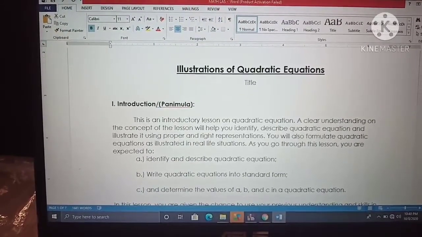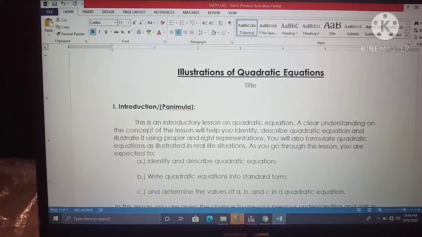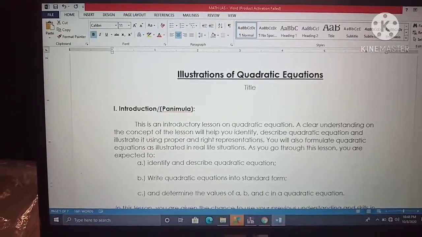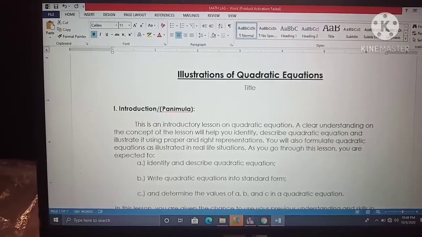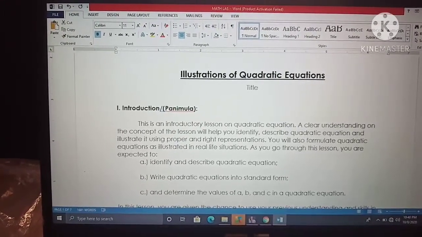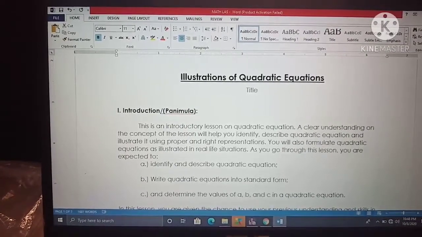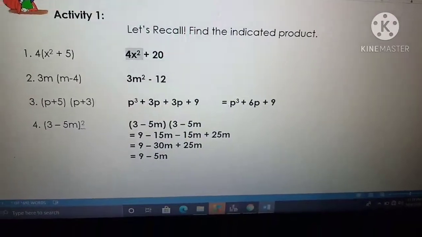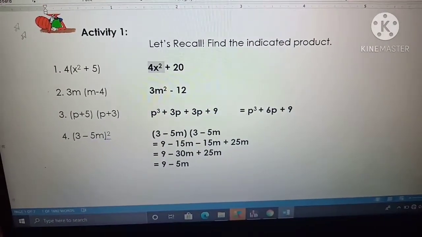proper and right representation. So our objectives or our goal for this lesson is to identify and describe quadratic equation. Another is to write quadratic equation into standard form. And last is to determine the values of A, B, and C in quadratic equation. So before we proceed to our discussion about quadratic equation, let us first have an activity.